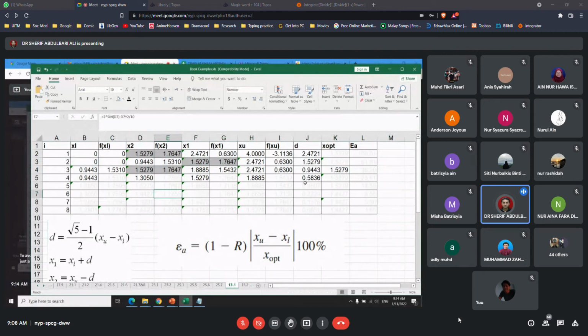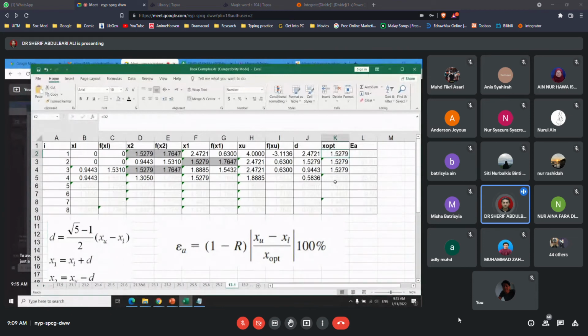So if we go backward now to the second iteration, what's the x optimum? Is it x1 or x2? If I go for the second iteration, what's my x optimum? X1 or x2? X1. X1 is considered my x optimum because here the function of x1 is greater than the function of x2. So that means my x optima here is x1. Perfect. The same goes for the first iteration: there, x2 is considered my x optima.